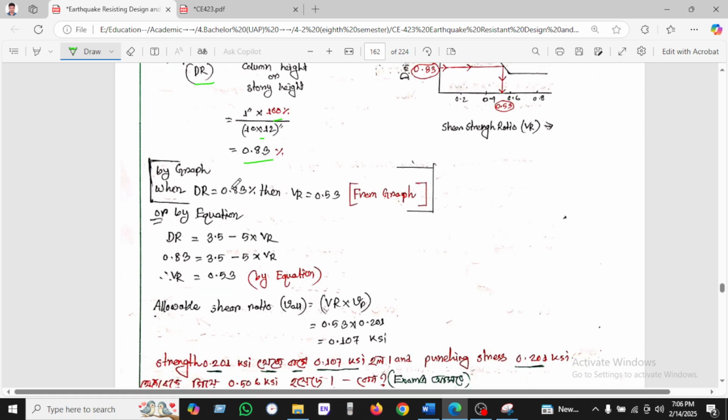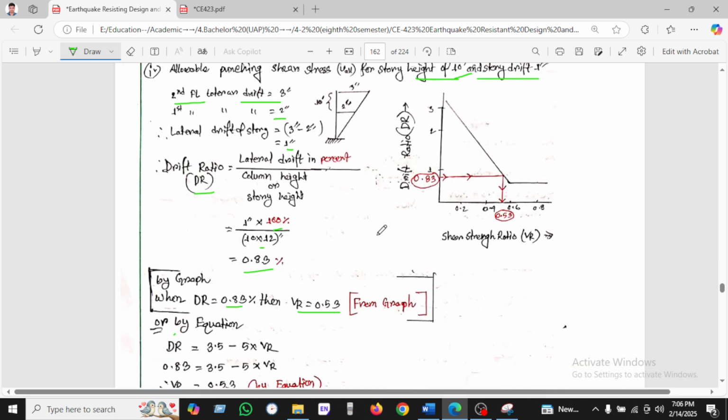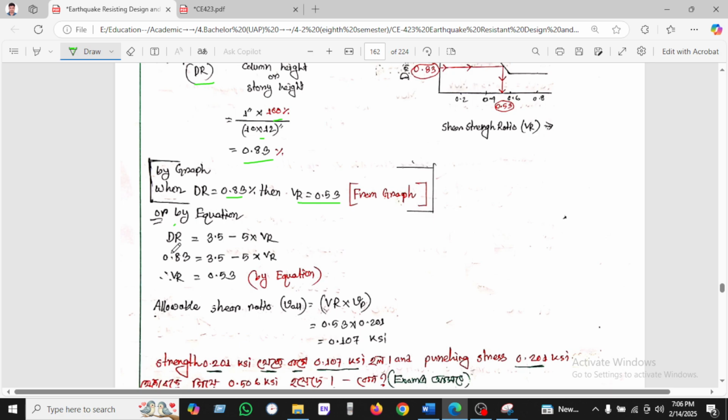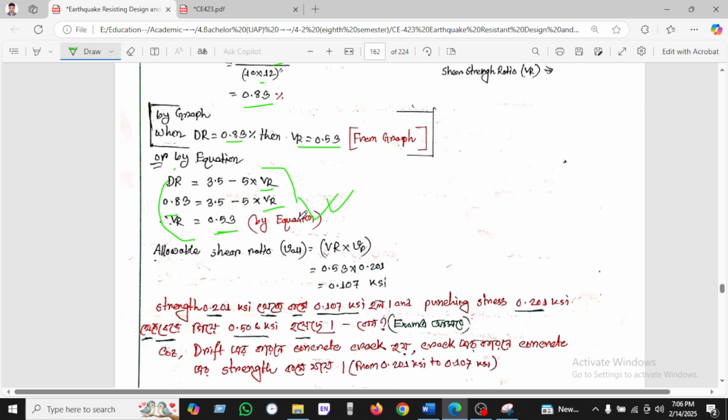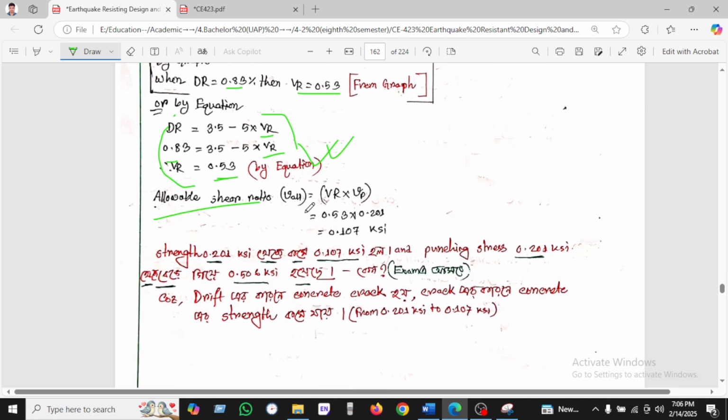So by graph we found 83 and br 0.53, or by equation. If we use the equation, the graph is not given in practice, but we are using the equation, dr 0.3.5 into br. So we put 0.83 and found br is 0.53. So this is the best, using the equation. Now we are using equation rather than graph. So allowable shear ratio will be br into dr and found 107 ksi.